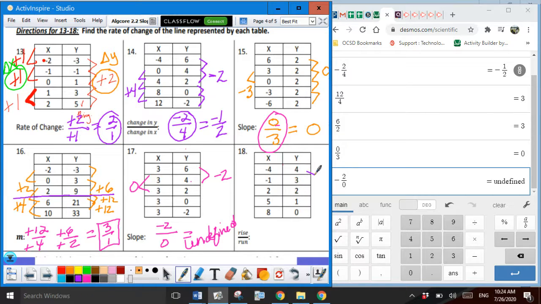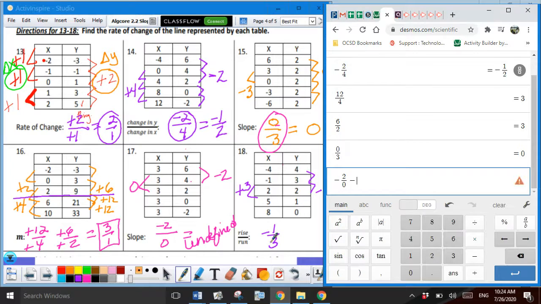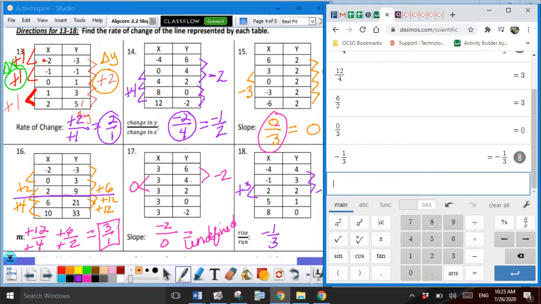All right, one more. 4 to 3, 3 to 2, 2 to 1. That's a minus 1. Negative 4, negative 1, negative 1, 2, 2, 5, 8. Hopefully you're seeing that's a plus 3. So negative 1 over 3. Is that going to change? Negative 1 divided by 3. It is not going to change, so that one is finished.